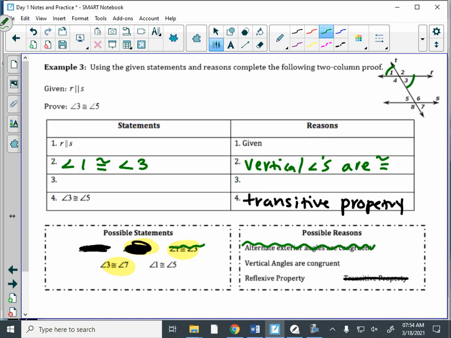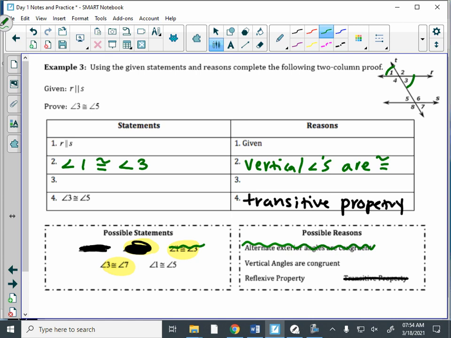And we'll use that one. Now, is there a statement linking? What do we need to link? We said 1 was congruent to 3. That means we have to link 1 to 5, right? To bridge the gap. Is there a statement linking 1 to 5?